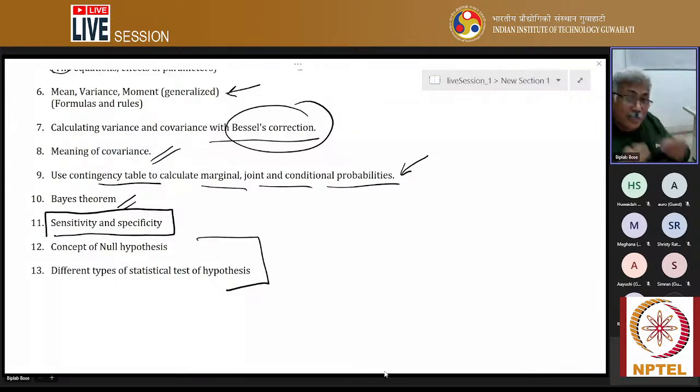So to understand why we are doing the statistical test, we have to understand what the null hypothesis is, what is meant by the statistical test of hypothesis. That's why the last lecture is there. There are ready-made tools to do that in R, but you have to understand the physical meaning.